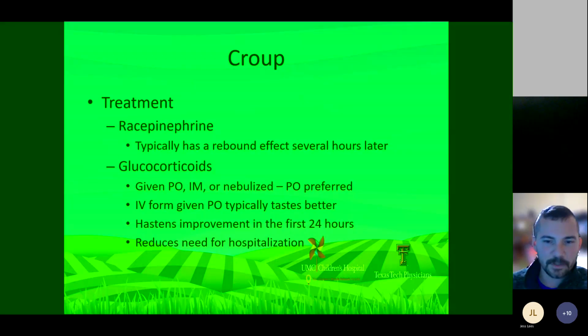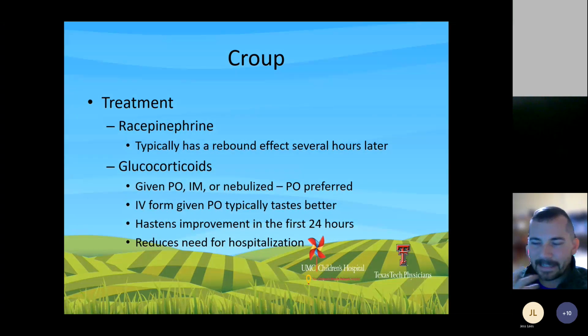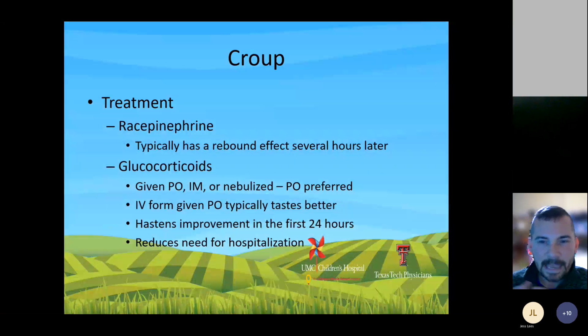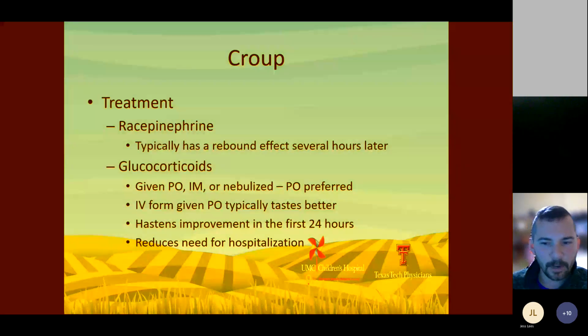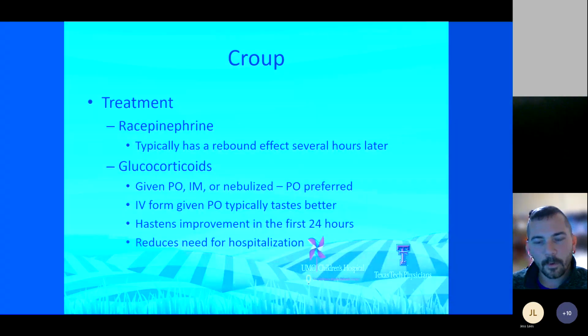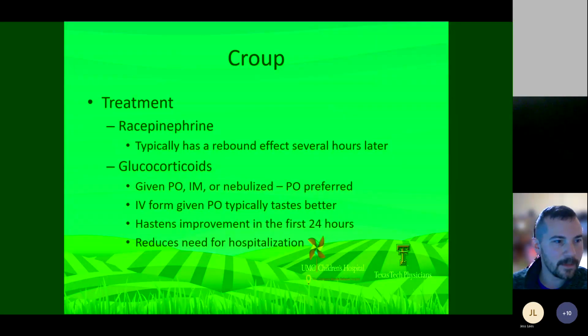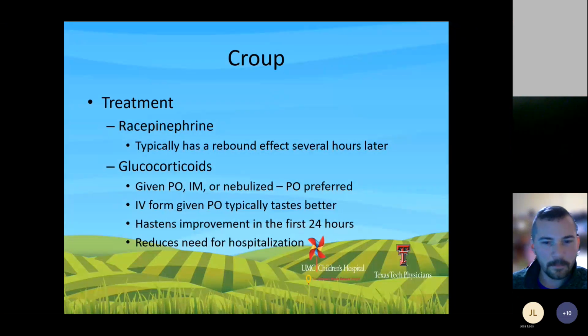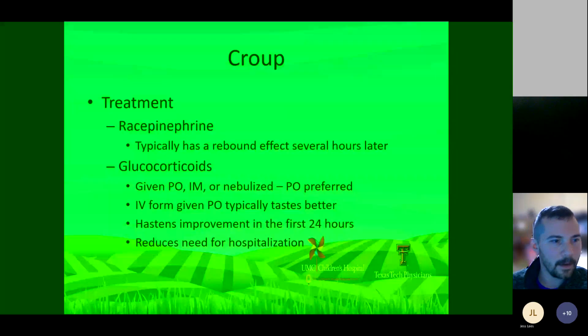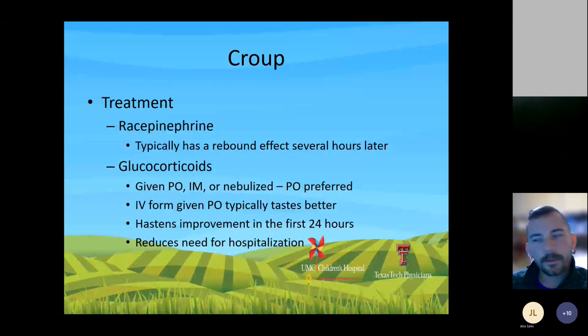Some facilities use racemic epi. In my opinion, it's not necessarily a fix. It is a temporary improvement to airway swelling or edema that's caused by the virus. So not really first line, but I mentioned it here because a lot of people do go this route and throw it on there. But again, just know that you can have a rebound a little later.